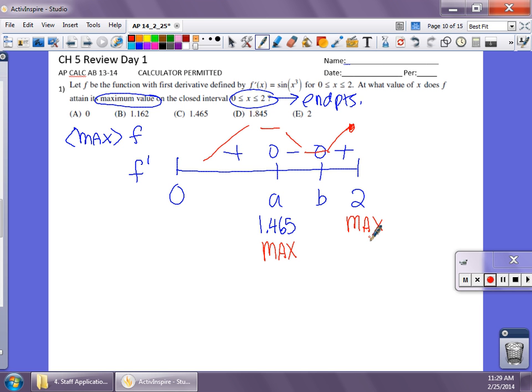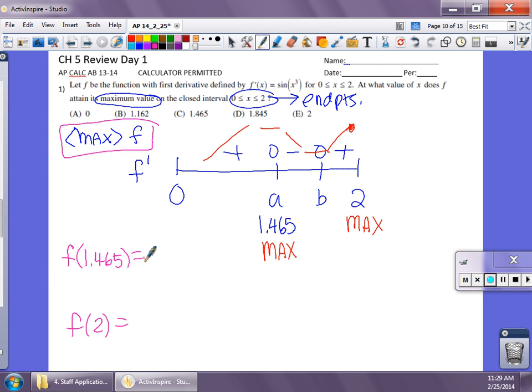So I would be looking for the fact that you're comparing them. So what do I have to find? If I want to maximize f, what do I have to compare? The y values. So what's the function that I'm putting the x values into? F or f prime? F. How do I know that? Because that's whose max I want. So f of 1.465 and f of 2 is what I would have to compare.